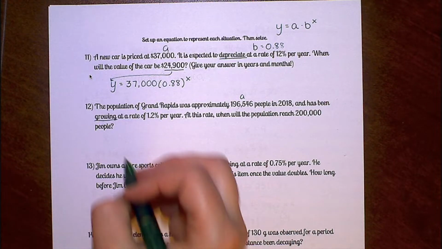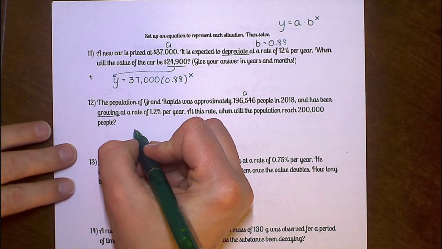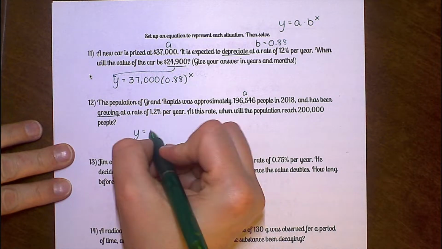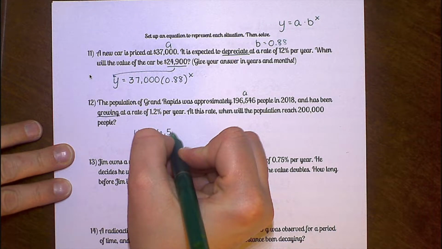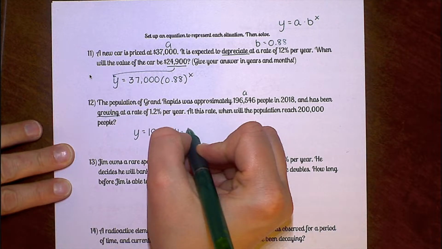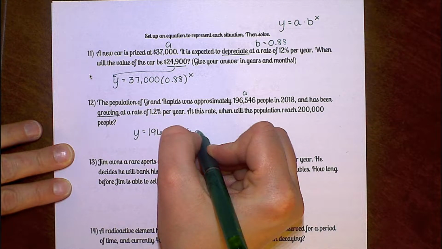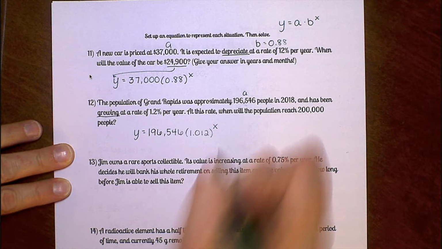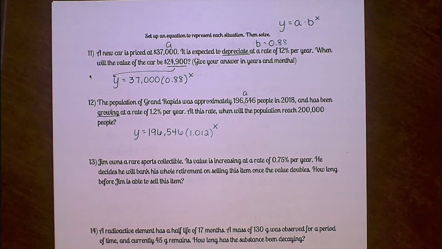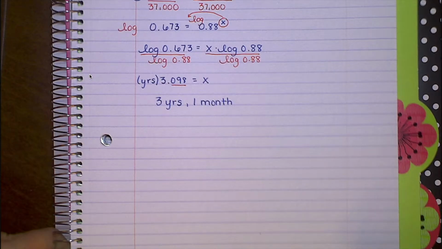So my equation is going to look like y equals, where's that number? 196,546 times 1.012 to the power of x. And x will be my number of years. Okay, so once again, let's head over here to number 12.